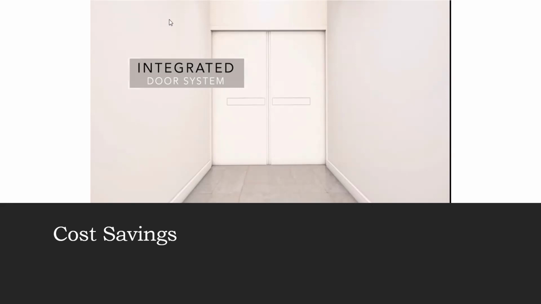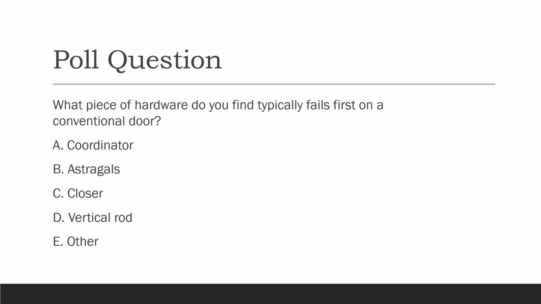So now we've got our first poll question. Our question is, what piece of hardware do you typically find fails first on a conventional door? All right, we've got some answers coming in. Give folks a few more moments, but so far it looks like quite a lot of people are responding closer. Then about tied for astragals, vertical rod, and coordinator, but the majority are saying closer.